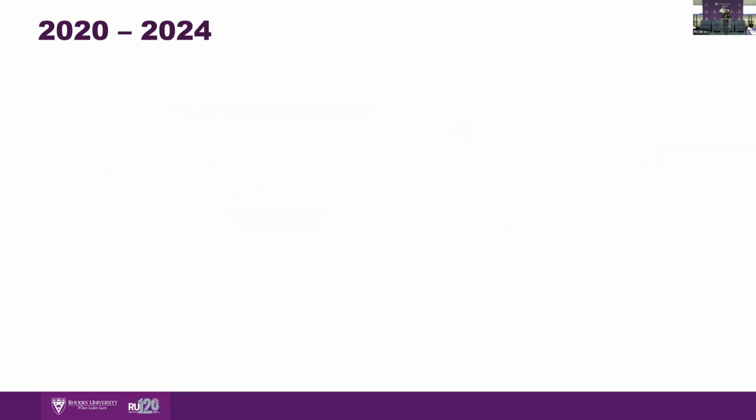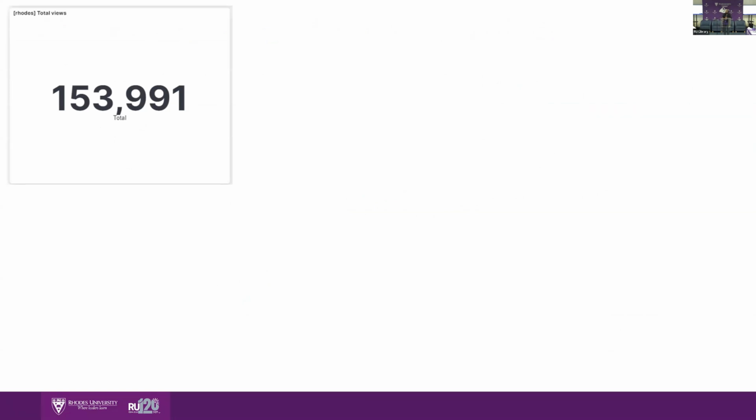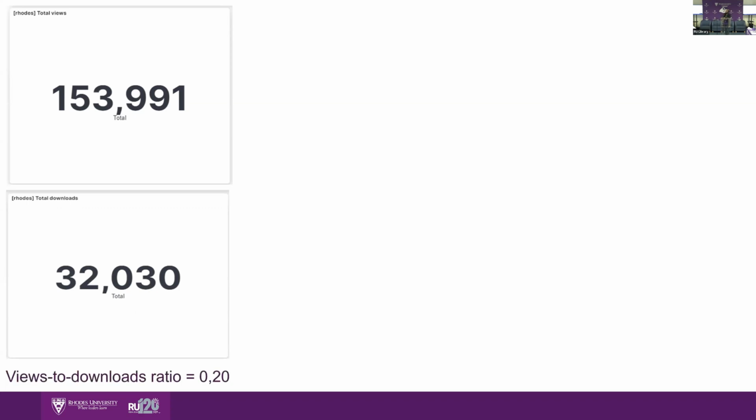Now, if you look at the last 4 years of data, to get more comprehensive data at least, and you map that out, this is data that I pulled directly from the repository. What you'll see is that there is a concentration of views and downloads from South Africa itself, as well as Western Europe. If you look at the total views, you can see that since the launch of the repository, I believe in 2020, it's had over 153,000 views and over 32,000 downloads. There's a downloads to views ratio of 0.20, which basically indicates that for every 10 views, you get 2 downloads.